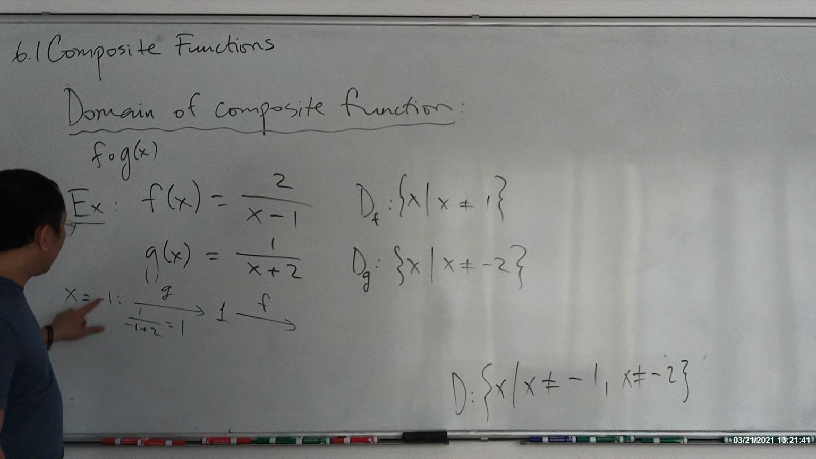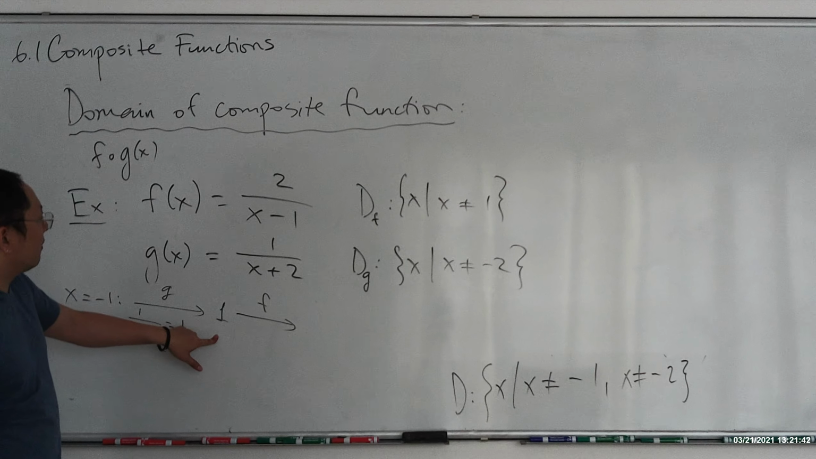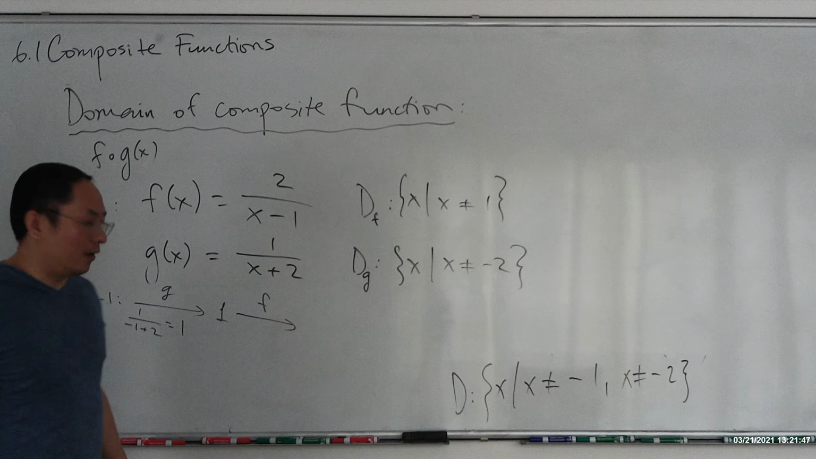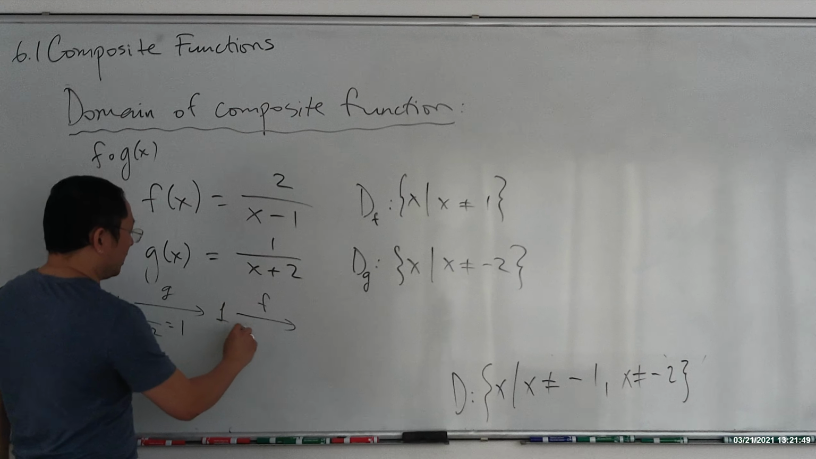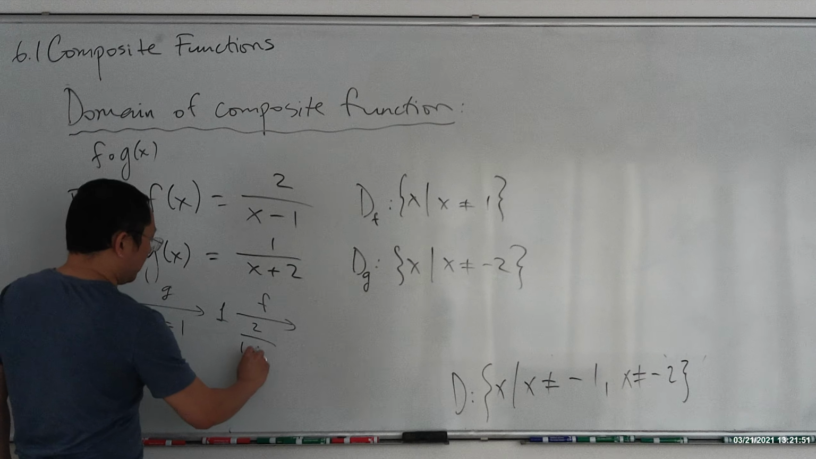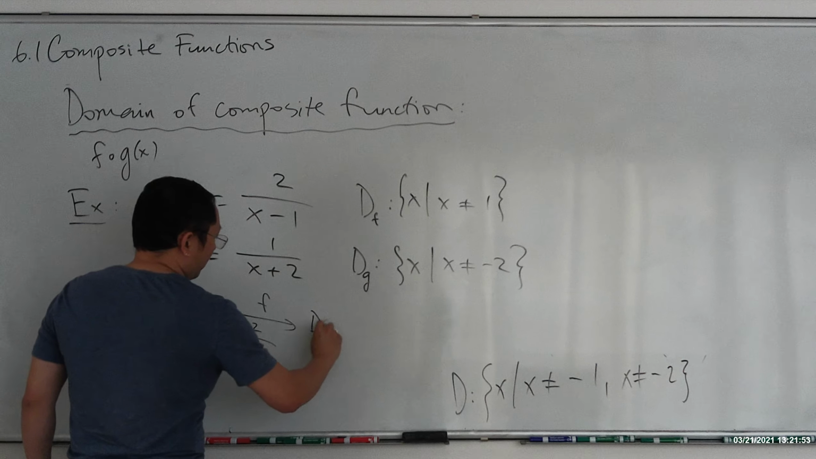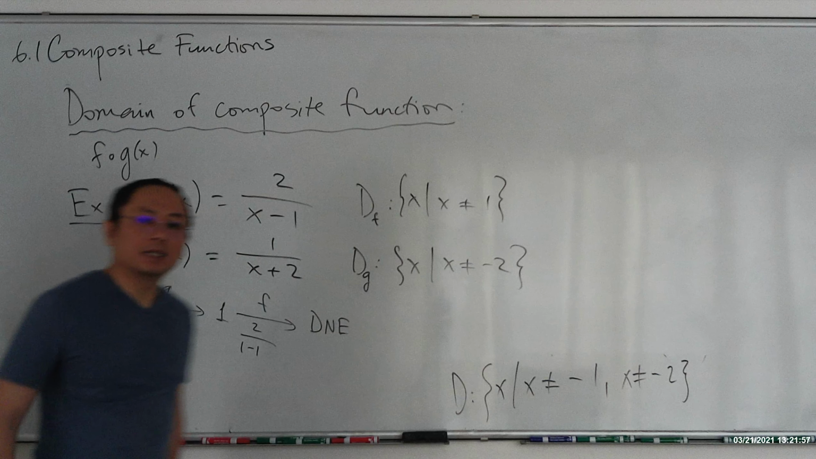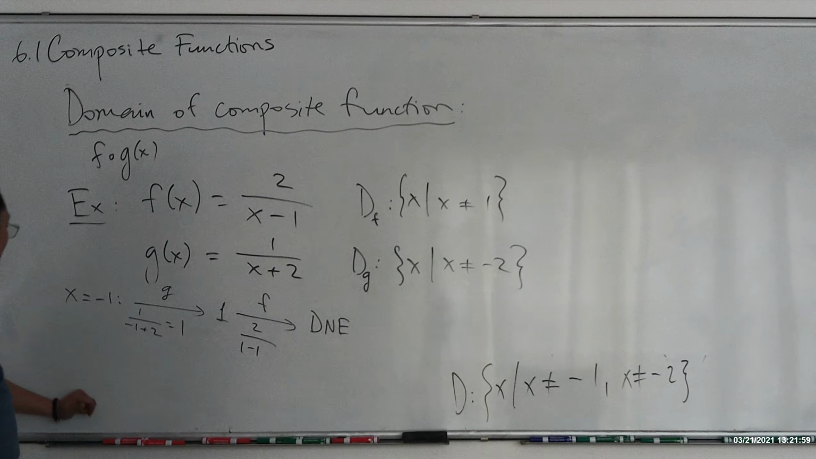I plug in and I get 1 out. But when you plug -1 into g, you get 1 out, and what's wrong with 1? 1 is not okay to plug into f. That's a problem. So you plug 1 into f, you get 2 over 1 minus 1. This is undefined and does not exist. See why we don't have -1. That's the input.